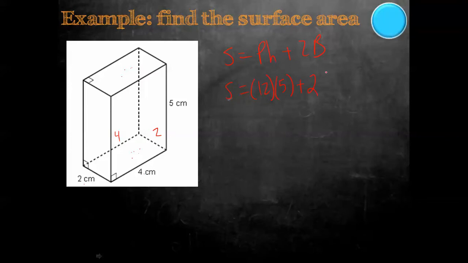Then we have 2 times the area of the base. The base is a rectangle. And remember, the area of a rectangle is base times height. Now, in this case, this is a little b, the base of the rectangle, and the height of the rectangle. So 2 times 4, which is 8. So now all we do is take these numbers, multiply them, and add them together. 12 times 5 is 60. 2 times 8 is 16. So the surface area is going to be 76 centimeters squared. And that's going to be your answer.